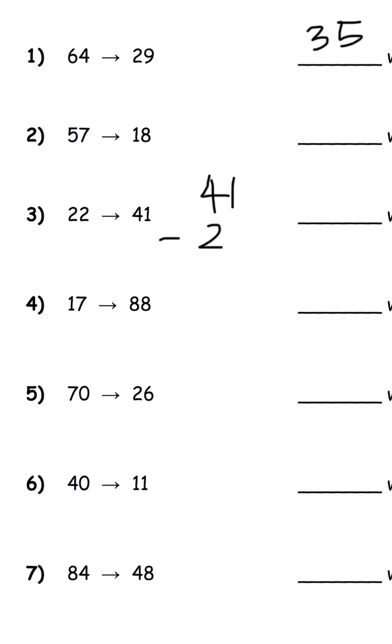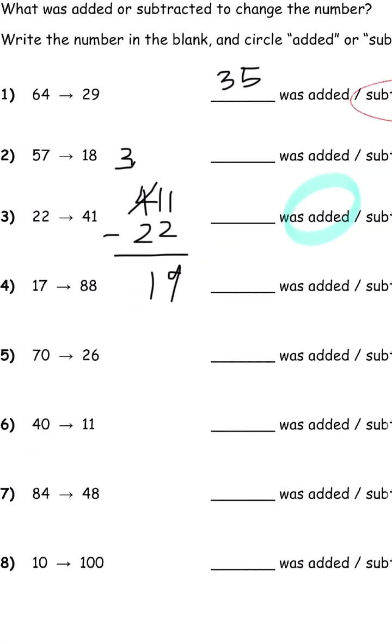And then now what we're gonna do to find the hidden number is 41 minus 22. So again, borrow 1 ten, that's 11. That becomes a 9, and 3 minus 2 is 1. So the answer would be 19.